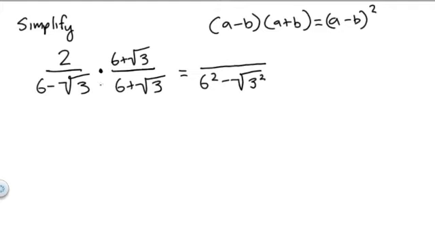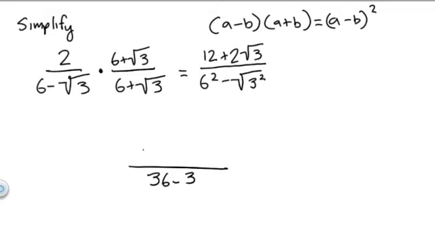Now, if we use the distributive property to solve this, we know that 2 times 6 is 12. And 2 times the square root of 3, we're actually just going to leave it that way, 2 square root of 3, because we have 2 square roots of 3. Now let's simplify this a little further. As you know with our denominator, 6 squared is 36. And the negative is going to stay there. The square root of 3 squared is 3. So we have 36 minus 3 on the bottom.